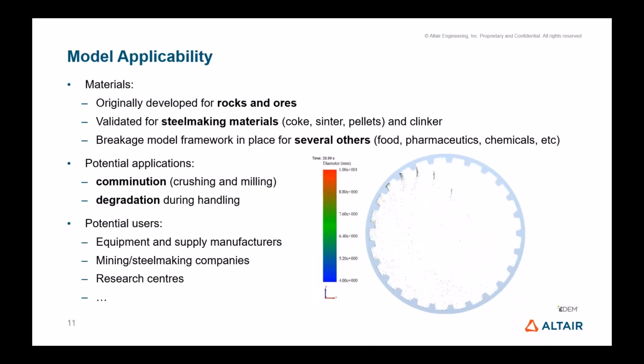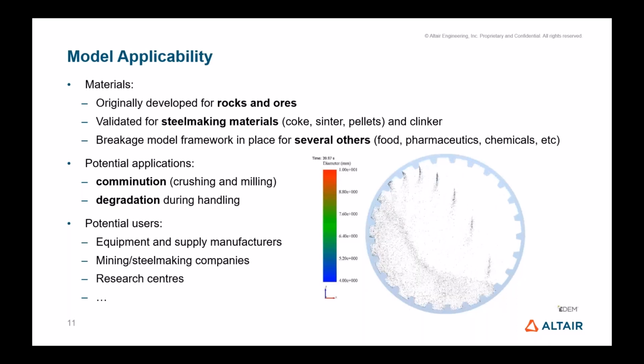So the first thing that we need to know is that the model was originally developed for rocks and ores, traditional materials and minerals that we find in the mining industry. But it has also been validated for steelmaking materials, other minerals like coke, sinter, or different types of pellets, for example.